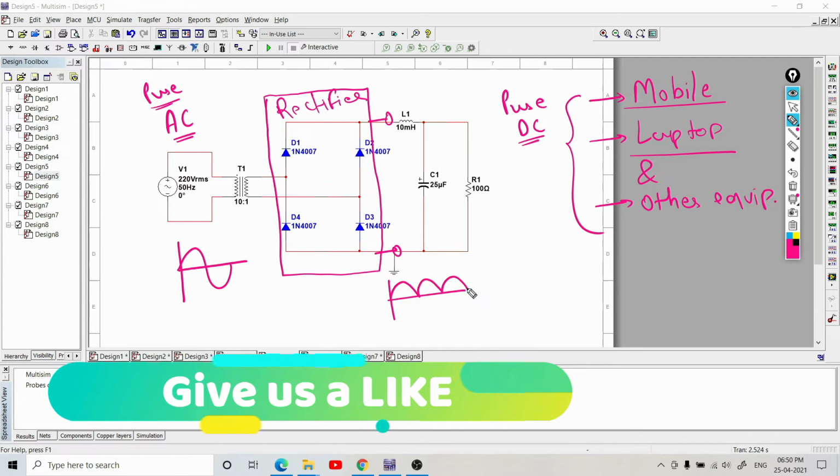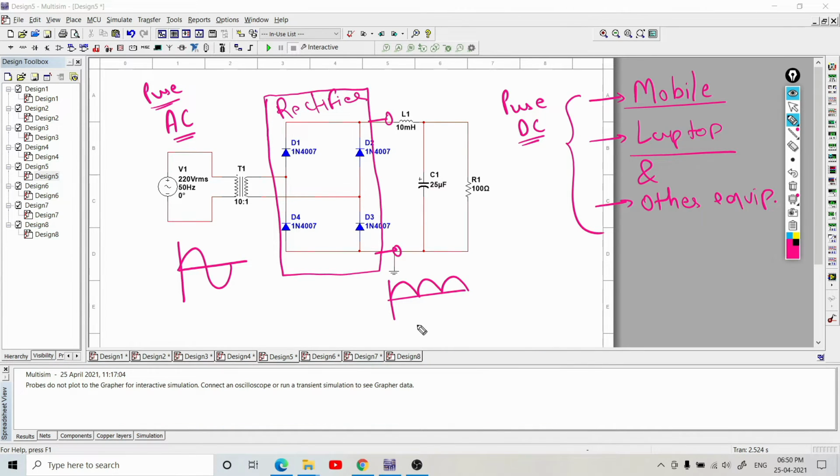Now, at the output of this rectifier, at this point, our output is like this. And this output is pulsating DC. It is not pure DC, right? It is DC, but with some component of AC. So DC plus AC. And then we require at the final stage a pure DC. So what does this filter do? It converts this pulsating DC into pure DC. And this pure DC looks like this.